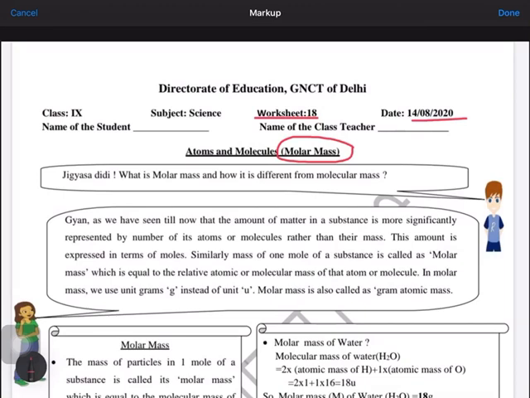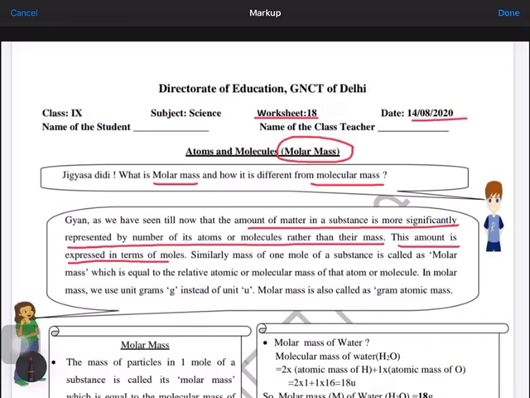So what is molar mass and how is it different from the molecular mass? It's a good question, molar mass and molecular mass. Now let's see. We have seen that the amount of matter in a substance is more significantly represented by the number of atoms or molecules rather than their mass. That means if we are representing any matter, we are more comfortable with the number of atoms and molecules than its mass. This amount is expressed in terms of moles. That means how many moles there are. That will be the molar mass.